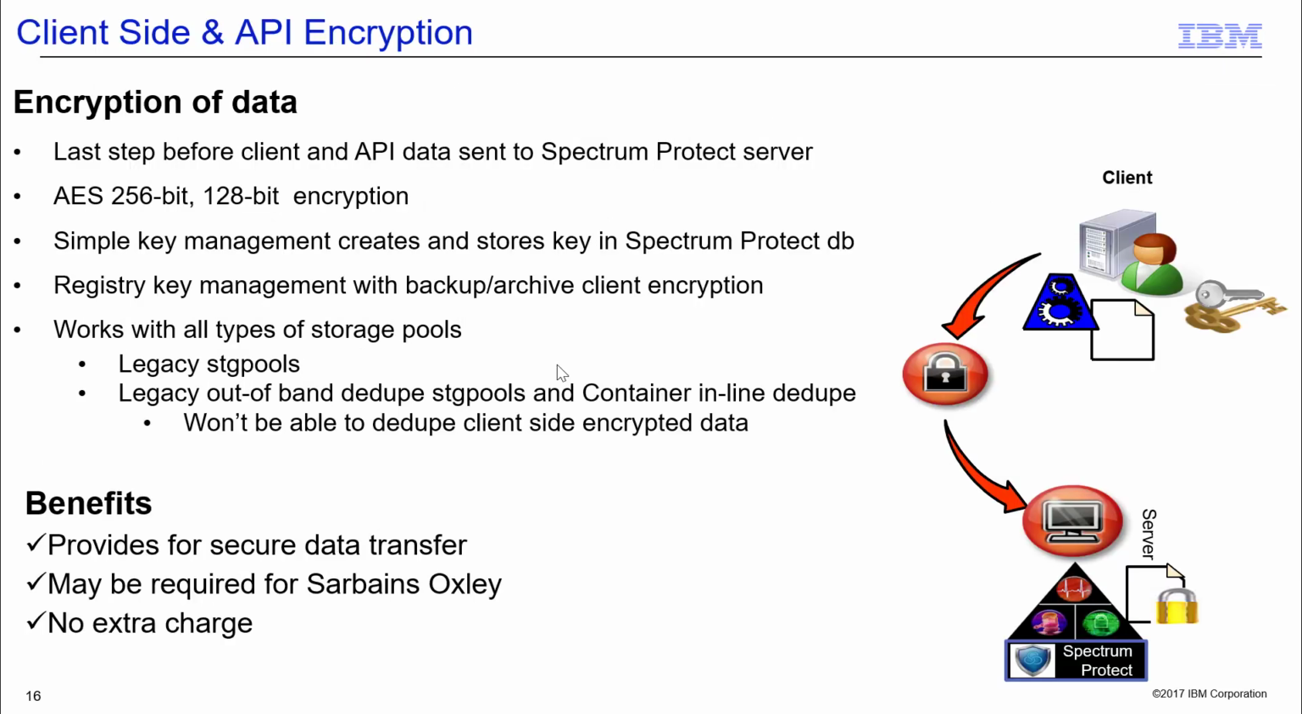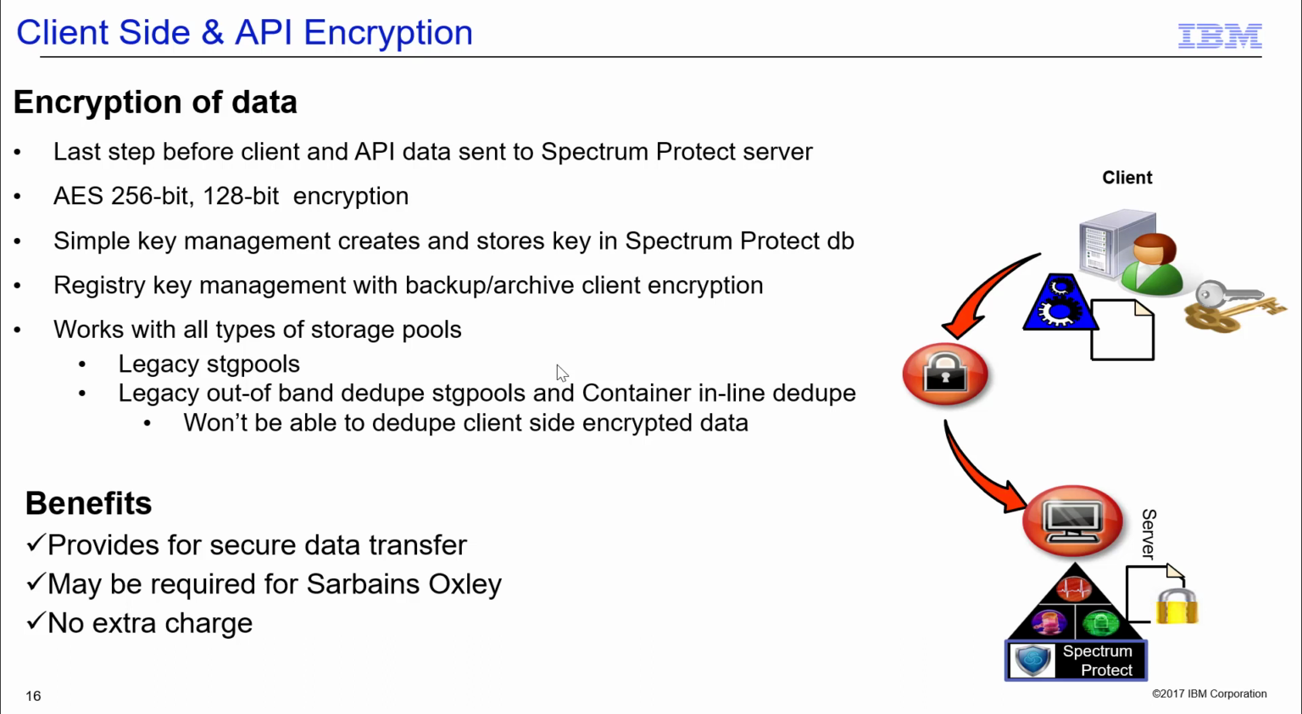Okay, with that, let's go ahead and take a look at client-side encryption and API encryption. So encryption on the client side or via the API is going to be the last step before the client or API sends data to the Spectrum Protect server. It does support AES 256 and 128-bit encryption, and there is some simple key management that creates and stores the key in the Spectrum Protect database. Now that registered key management is with the backup archive client encryption, and it's going to work with both legacy storage pools as well as your container storage pools that support dedupe. Just remember that if you do encryption on the client side, dedupe will not work.